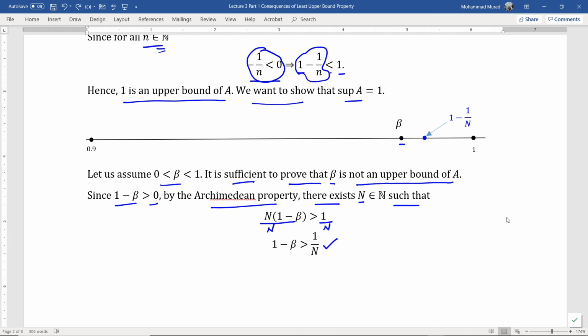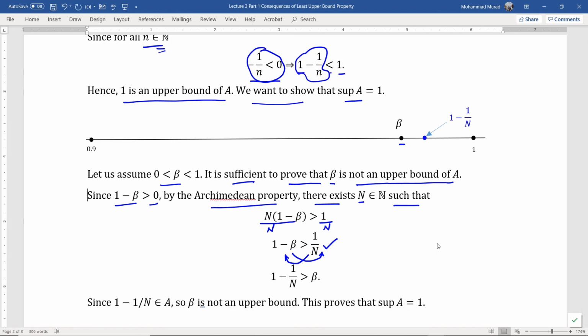Now, transposing the quantity beta to the right-hand side and the quantity 1 over n to the left-hand side of this inequality, we obtain the following inequality. Now, since the quantity 1 minus 1 over n is in the set A and is larger than beta, beta is not an upper bound. This proves that the supremum of A equals the number 1.